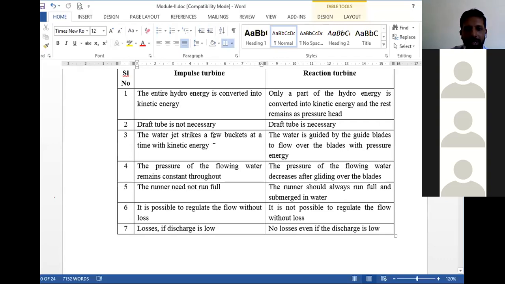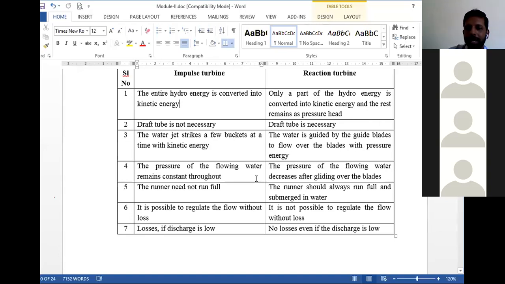So that is the next difference. The pressure of flowing water remains constant throughout the functioning in a Pelton turbine, where all the pressure is going to be converted into kinetic energy, right? But over here, the pressure will be varying from blade to blade, right? If you look at the video that I have posted in the Google Classroom, you can clearly see that.